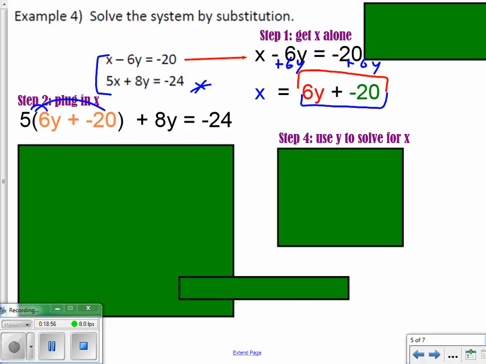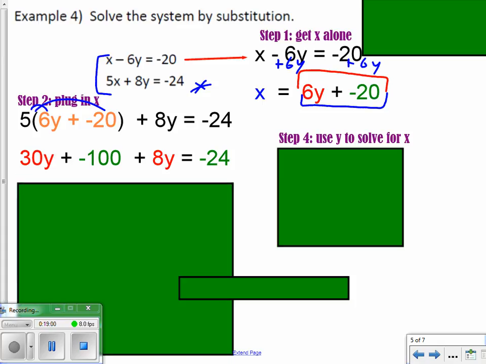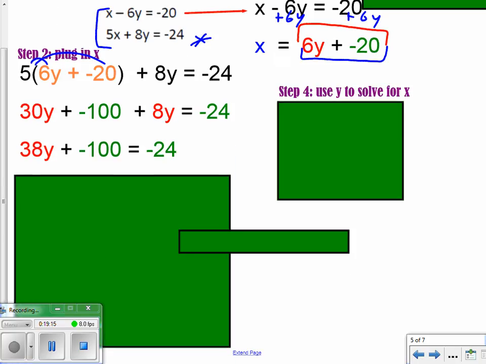In doing so, move this aside, 5 times 6y is going to be 30y. 5 times negative 20 is going to be negative 100. So we have 30y plus negative 100 plus 8y equals negative 24. To simplify this one, again, I have my 8y and my 30y, and I can just add them together. And that's where we got this 38y from.